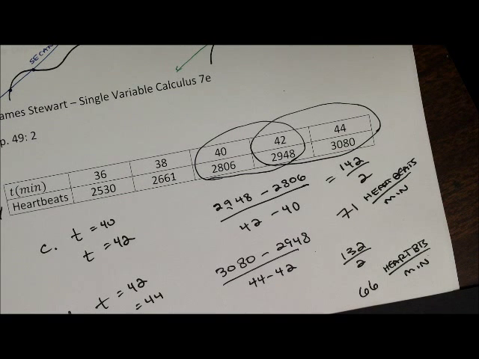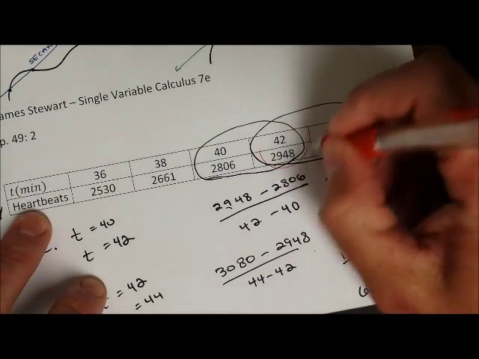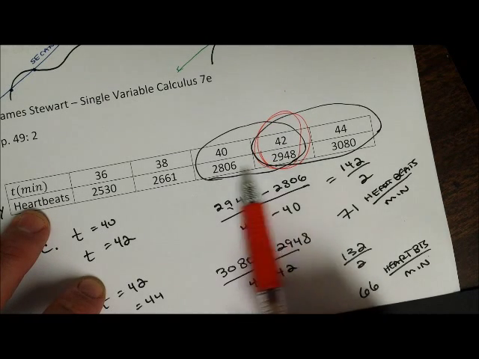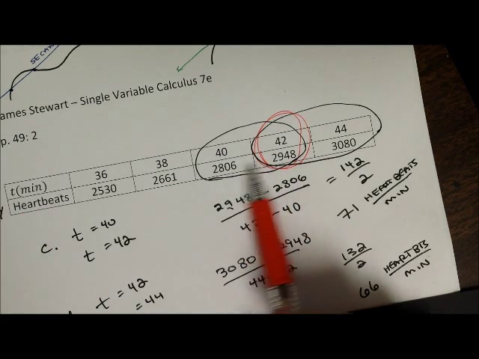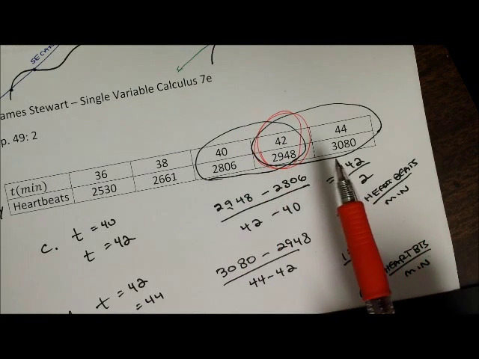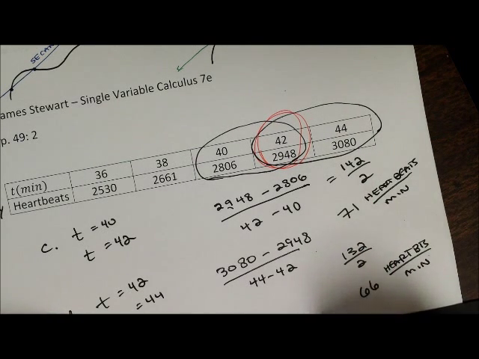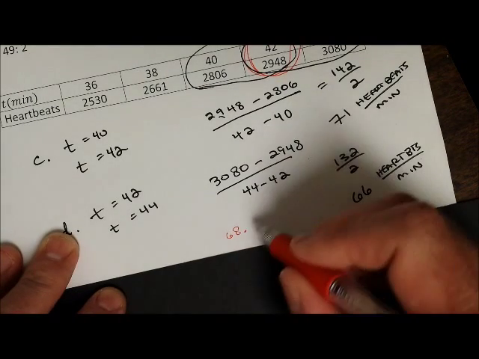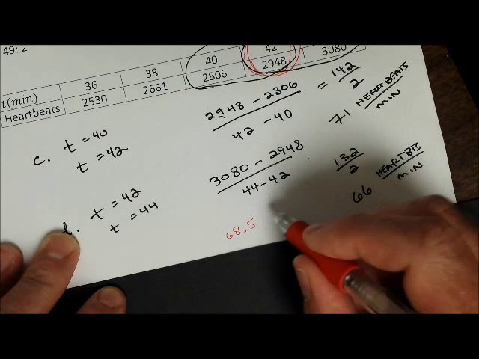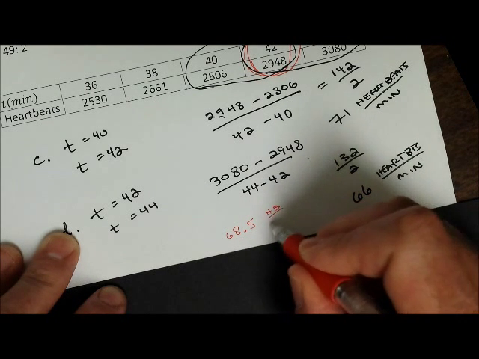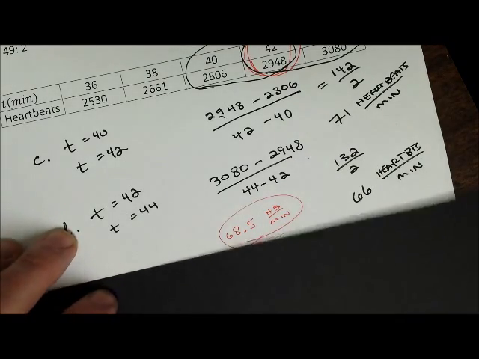There's another part of this. It says, what are your conclusions? In the problem, if you read it, it says, use the data to estimate the patient's heart rate right at 42. So we could say there were 71 heartbeats per minute between these two and 66 heartbeats per minute between these two. If we average those two, our conclusions could say we could estimate at 42 minutes that there are about 68.5 heartbeats per minute taking place there. So there's our first example.